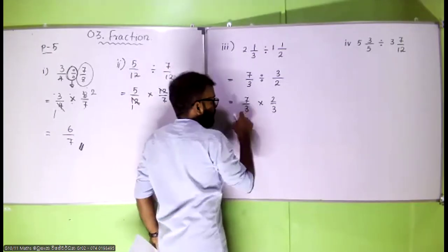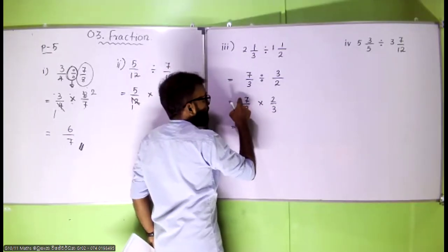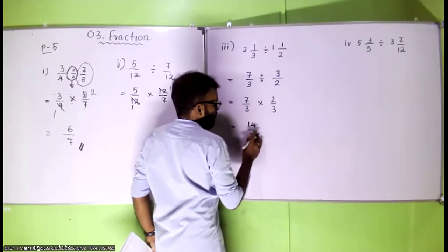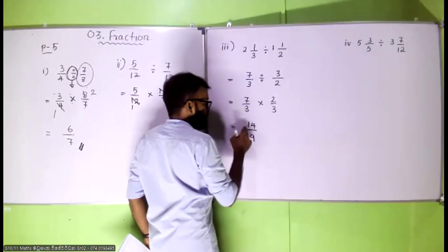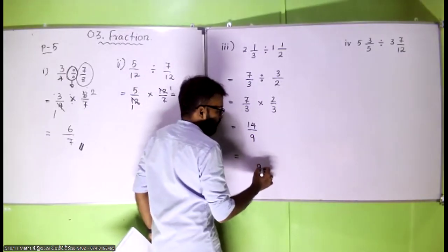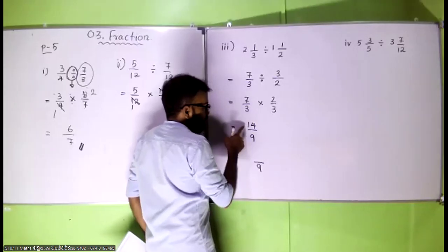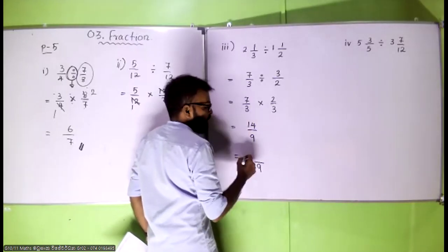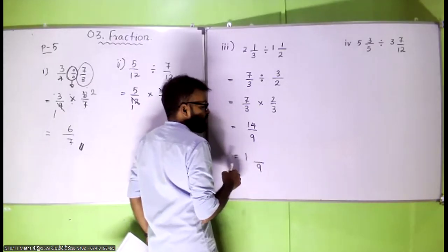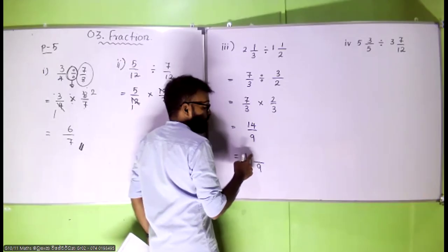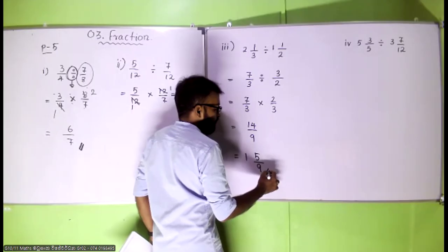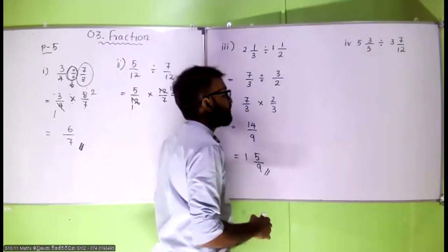7 upon 3 multiply this. 7 times 2, 14. 14 upon, sorry, 14 upon 9. So this is an improper fraction. Convert it into a mixed number. Denominator is 9. How many 9s are there for 14? Only 1. 9 times 1, 9. So what is the rest that you need to add? 5. So the answer is 1 and 5 upon 9 for this one.